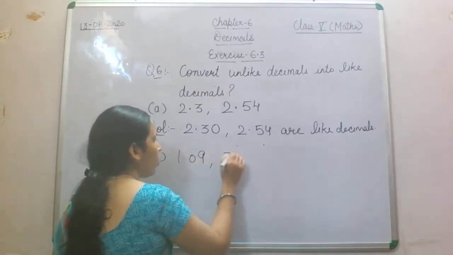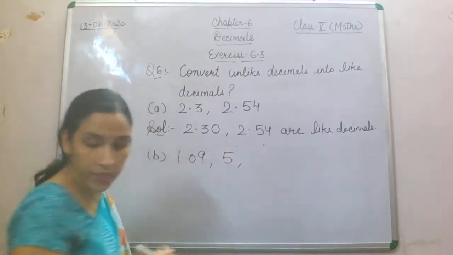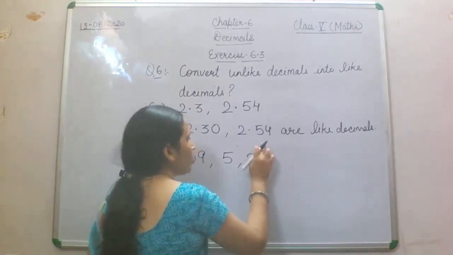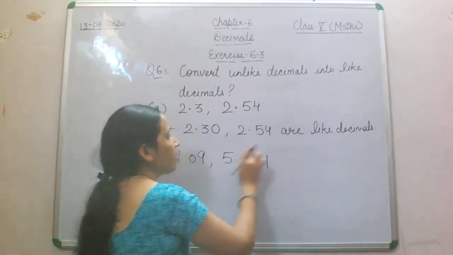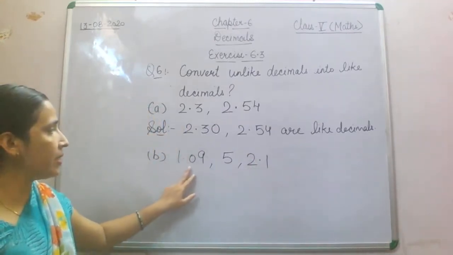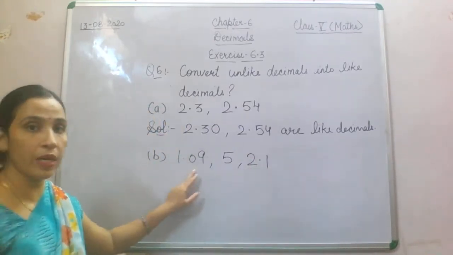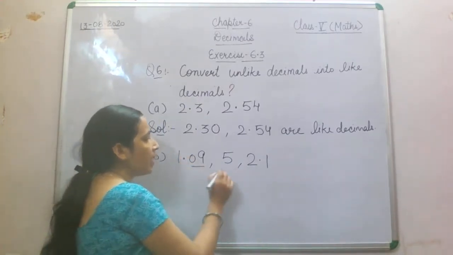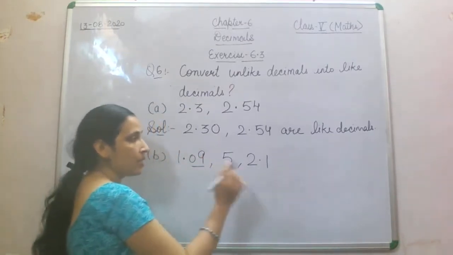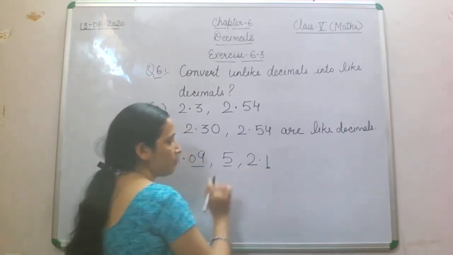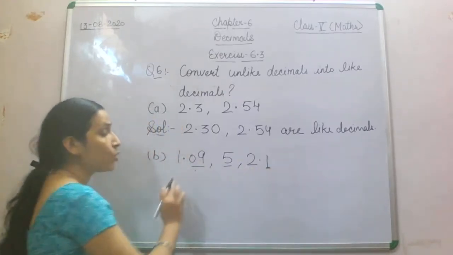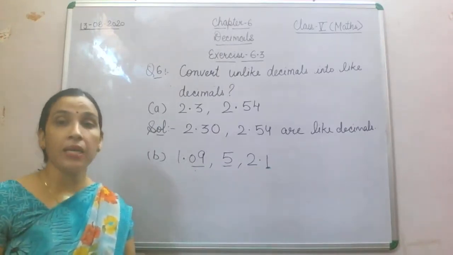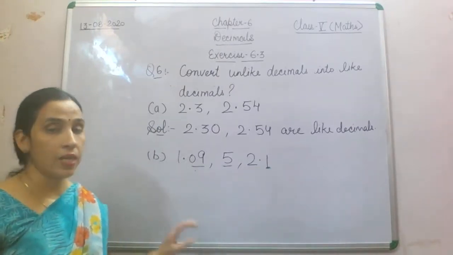1.09, 5, and then what is the next number? That is 2.1. So here you can see that we have 2 decimal places in 1.09, we do not have any decimal place in 5, and here we have 1 decimal place. So as I told you, you are going to take the greatest number of places after the decimal.